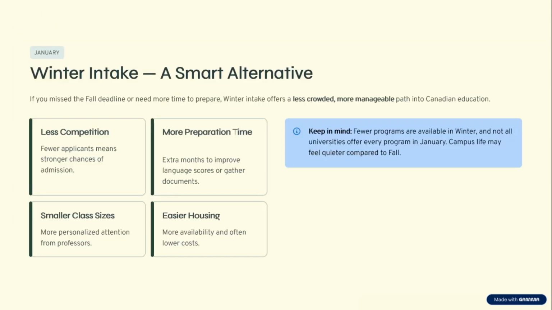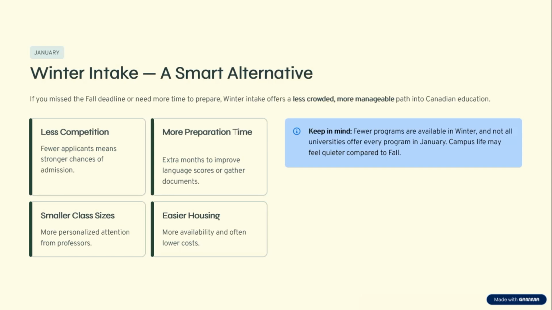Next one is January, winter intake. It's a smart alternative if you missed the fall deadline for whatever reason. For example, maybe your WES application was not evaluated on time, then that means you missed the fall deadline. There are universities that don't take your application because you did not send them the WES evaluation. Maybe you didn't take the IELTS, maybe something went wrong, so you missed the fall deadline.